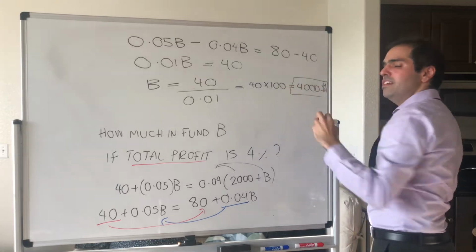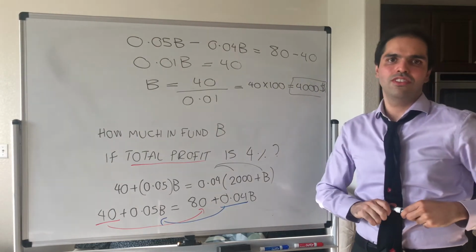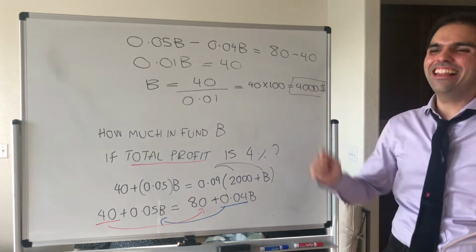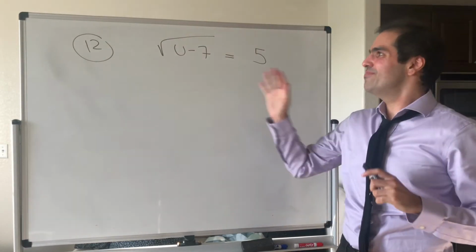So ultimately, Tony had $4,000 in Fund B. And now we're done with our word problems. Hallelujah. Now let's move on to equations, much easier.